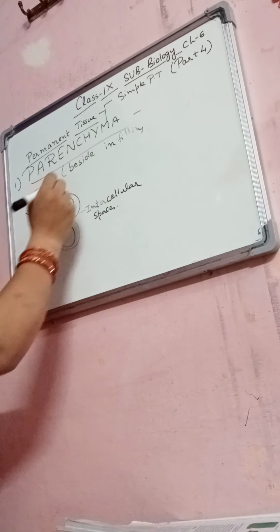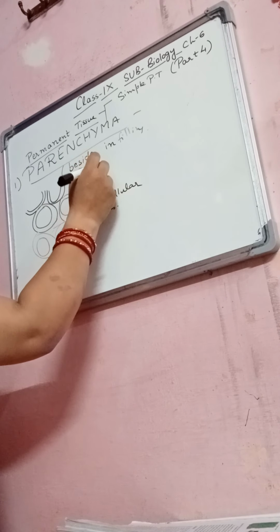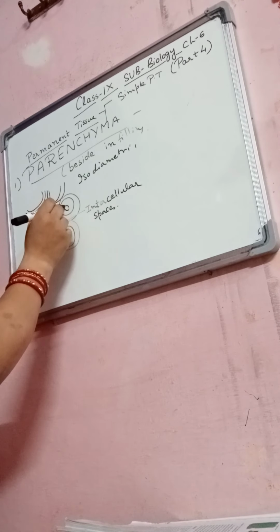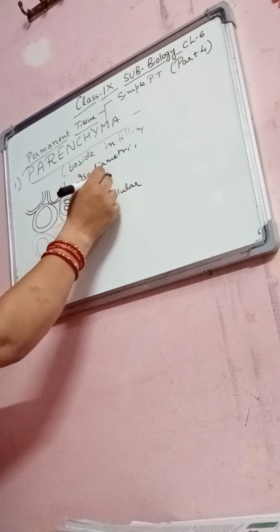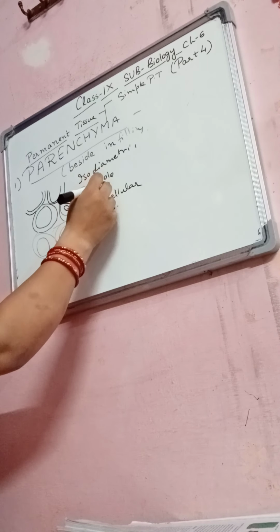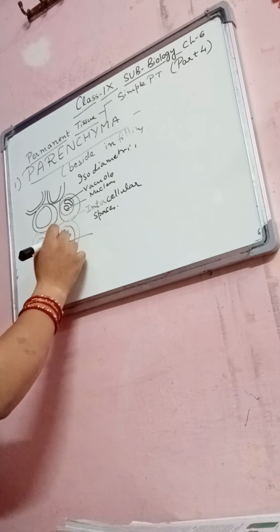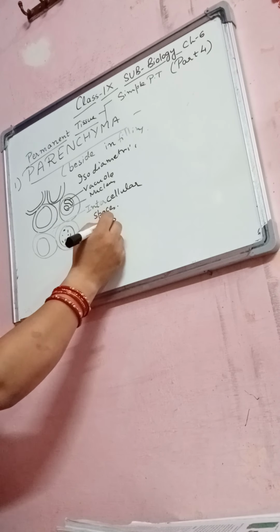The most important feature is that the cells are isodiametric. They are living and possess the power of division. The cells are rounded, isodiametric, with a nucleus, a large vacuole and dense cytoplasm. So where is it located, students?